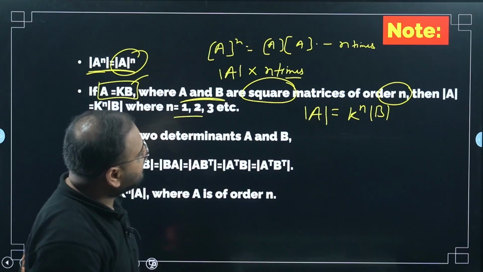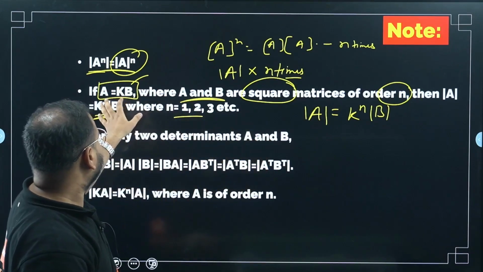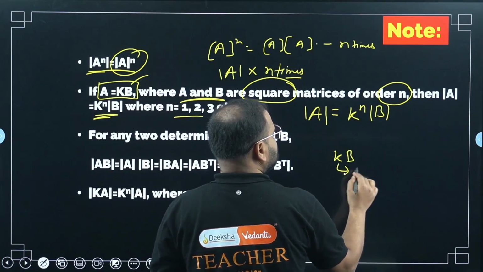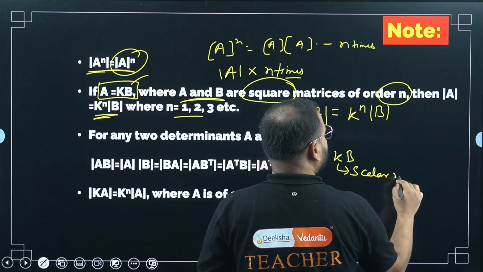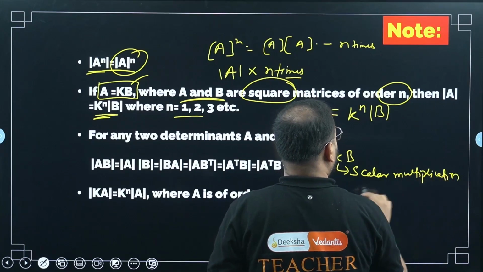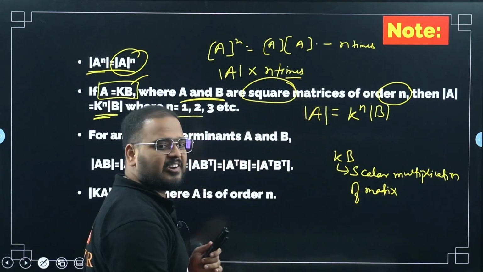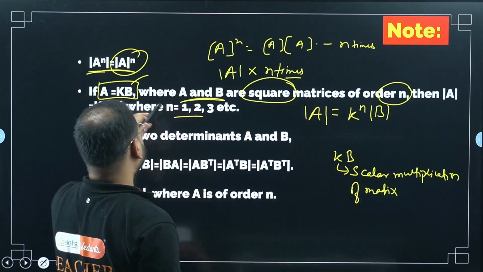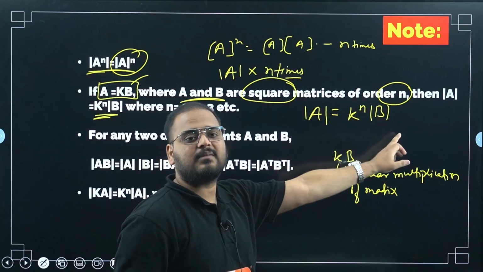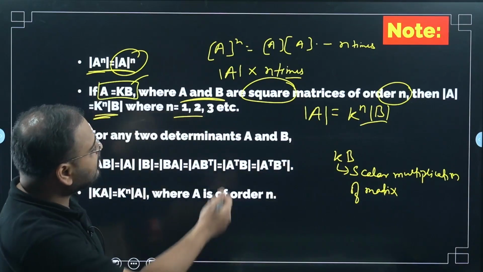So what is the explanation? I'll say again. If I have a matrix, remember this. What does KB represent in a matrix? It represents scalar multiplication of a matrix. I can write 2 times a matrix, 3 times a matrix. So if it is written like this, then to find the determinant of the matrix A, I can simply write this as K power n times determinant of B. We will use it in the questions.